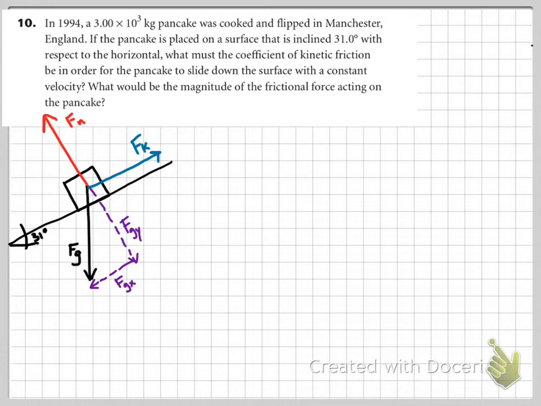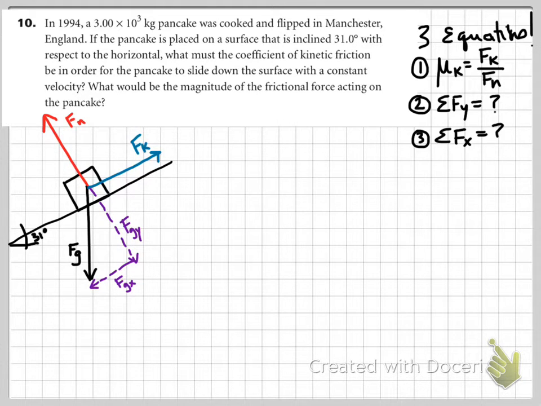So first of all, of course, we have to understand the situation, and we've got our slope, our object, force of gravity, normal force perpendicular to the surface, and force of kinetic friction acting upslope. Well, remember, we've got three equations that we can use and abuse and rearrange and substitute. So we've got all those.